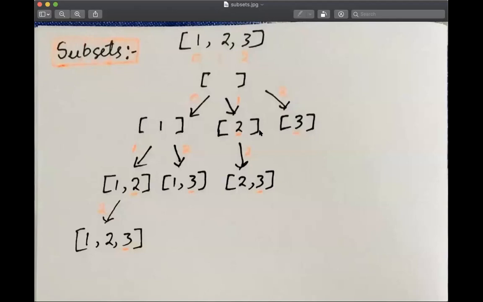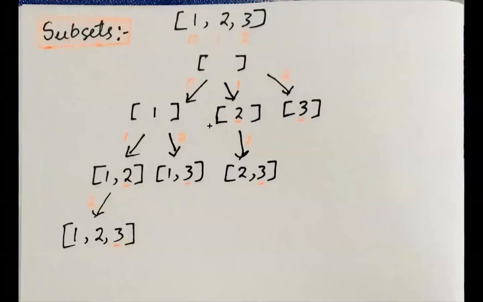So initially, we have nothing, so the first thing we take is an empty subset. Now coming to this 1, what we do is append 1 to the already formed subsets. When I reach 1, I already have this empty subset, so I simply append 1 here and I get this.